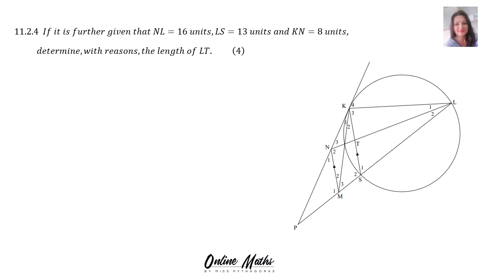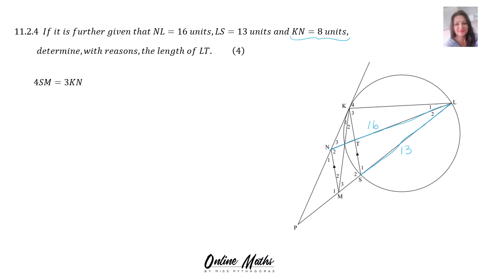11.2.4 If it is further given that NL is 16 units, LS is 13 units, and KN is 8 units, determine with reasons the length of LT. Alright, let's fill in the values first. NL is 16 units. That means this whole length is 16 units, and LS is 13 units. We will deal with KN being 8 just now, and then we're going to find the length of LT.